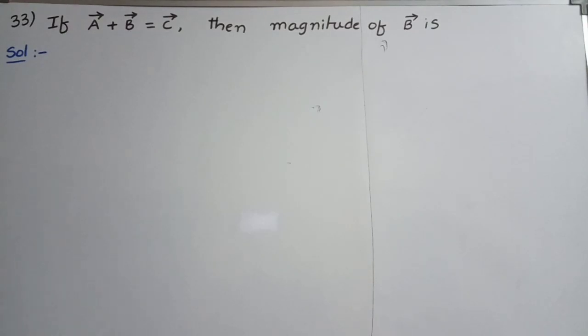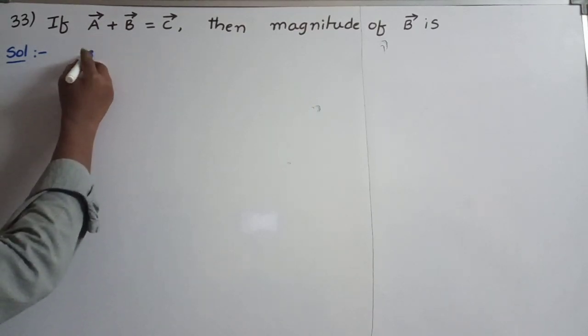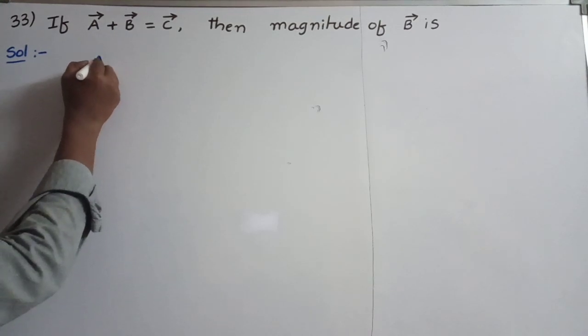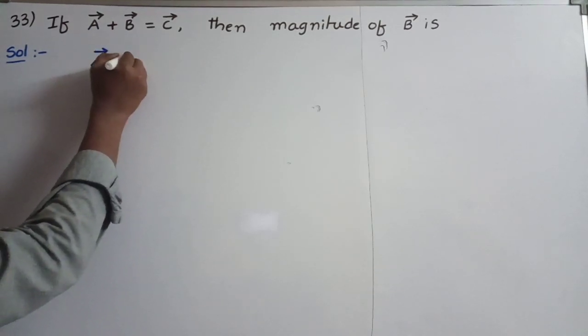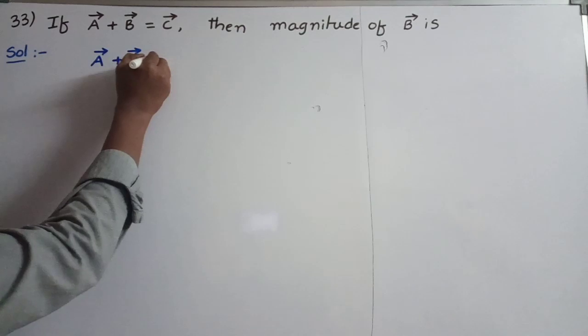Problem number 33. If A bar plus B bar is equal to C bar, then magnitude of B bar is. Take this vector given: A bar plus B bar is equal to C bar.